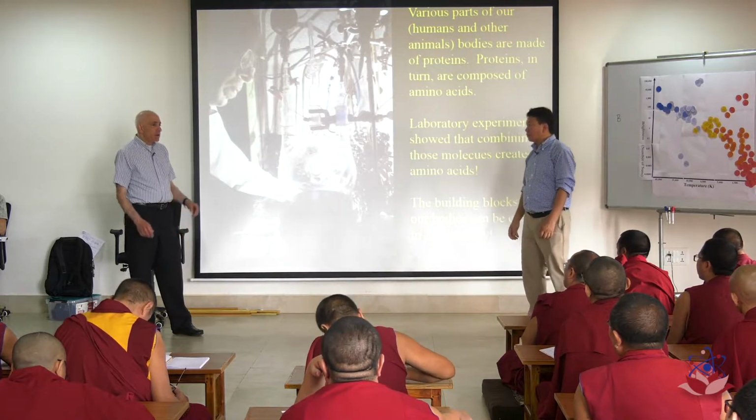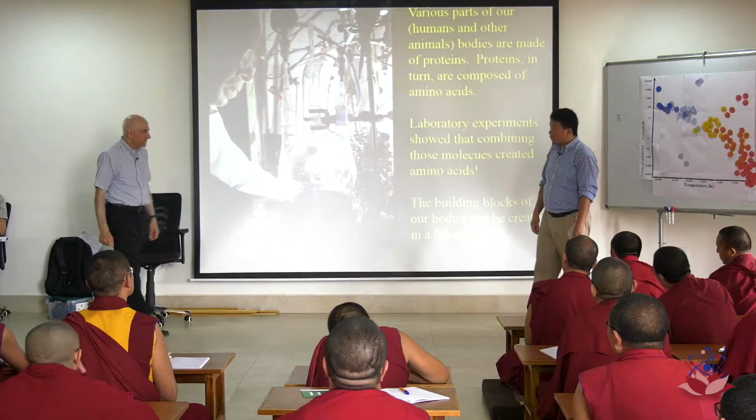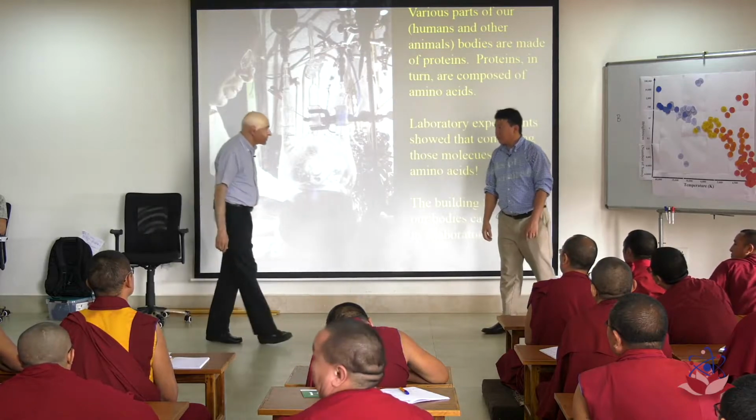So the amino acids found on meteorites from space are also equal amounts of right-handed and left-handed amino acids, just like in the experiment. But the interesting thing is that in life on Earth, all the amino acids in life on Earth are just left-handed. All of them? Yeah, in life on Earth.